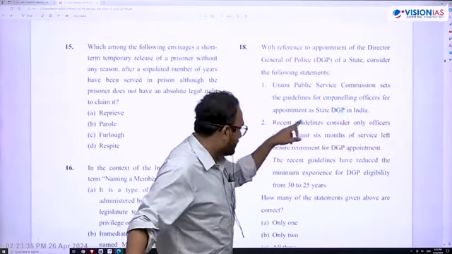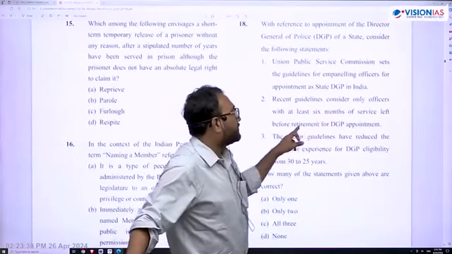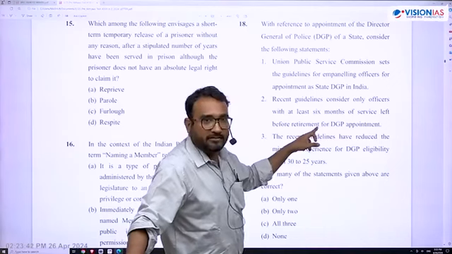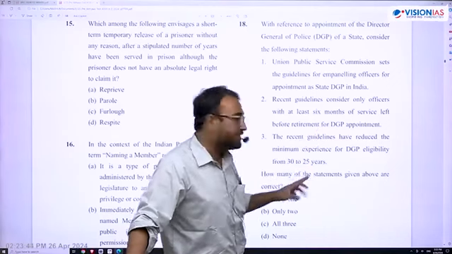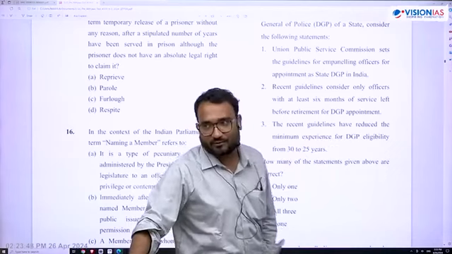Recent guidelines: only officers with at least 6 months of service left before retirement for DGP. This is also a correct statement. And recent guidelines have reduced the minimum experience from 30 years to 25 years.